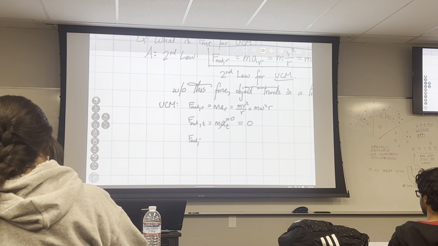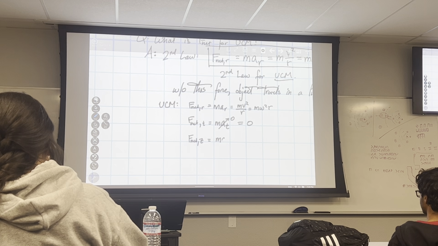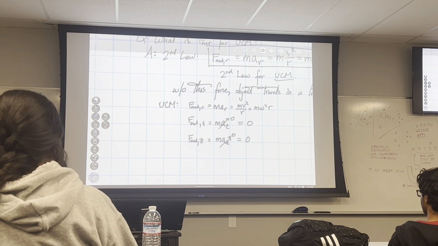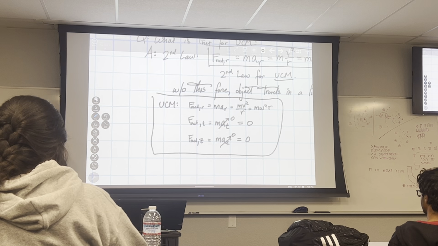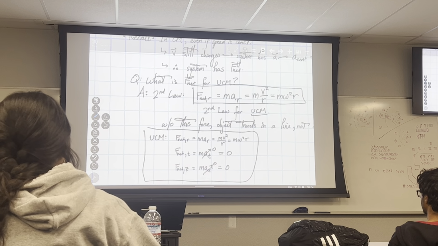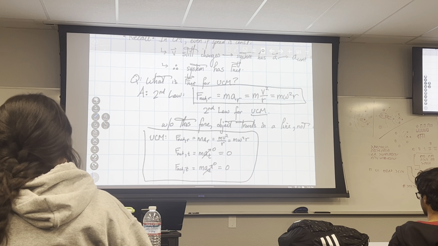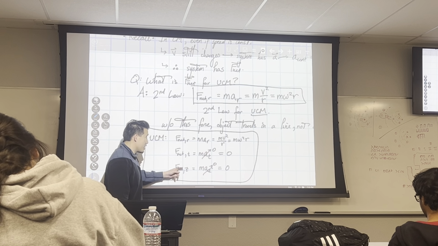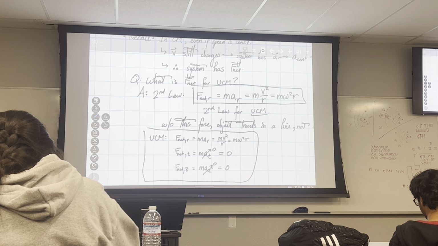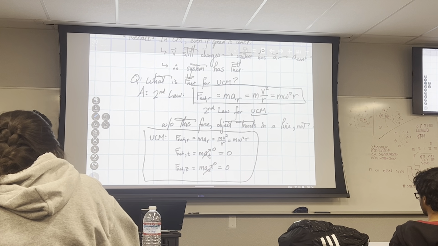Likewise, the net force in the z direction is m a_z, which in the z direction, the acceleration is also 0. So this is the full, or actually, well, this one is good enough, but just so that you guys are convinced, in the t and the z, the net forces are equal to 0.